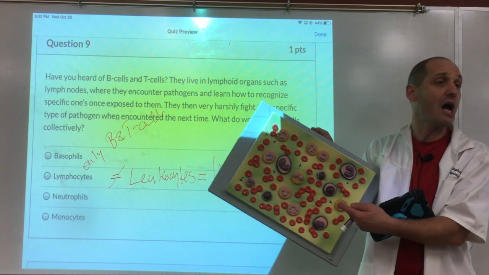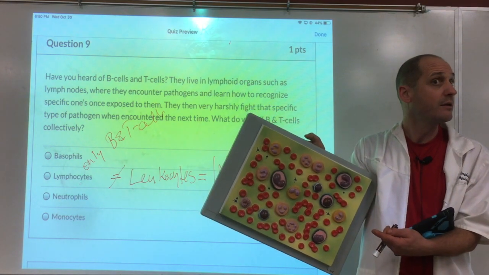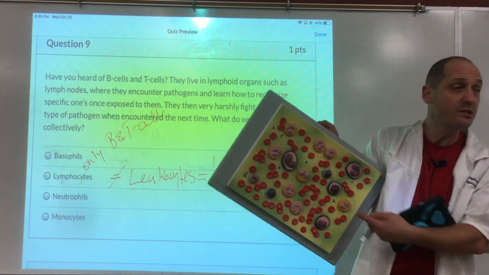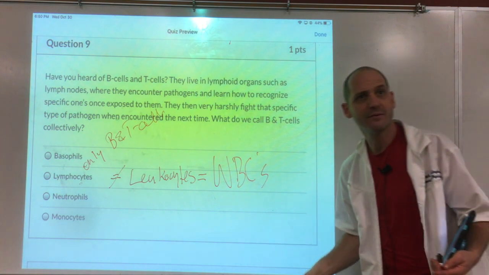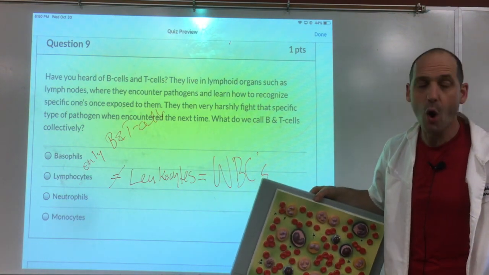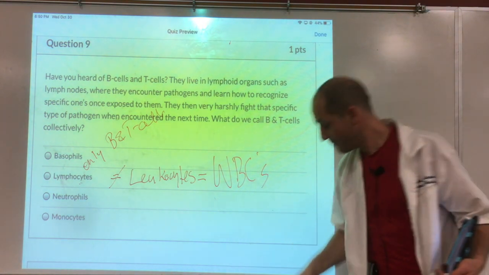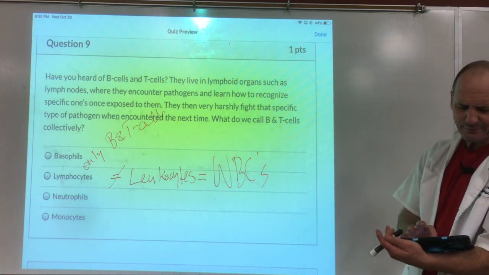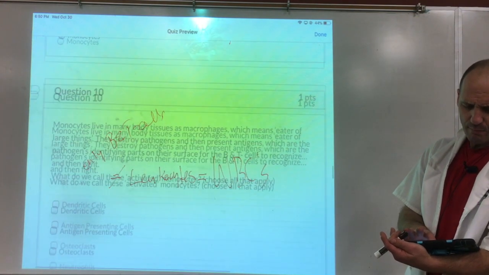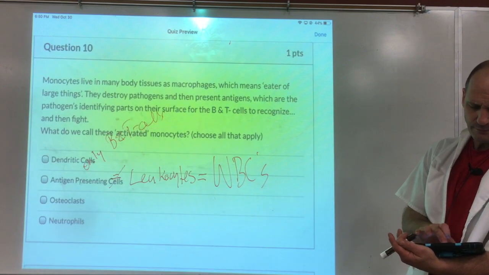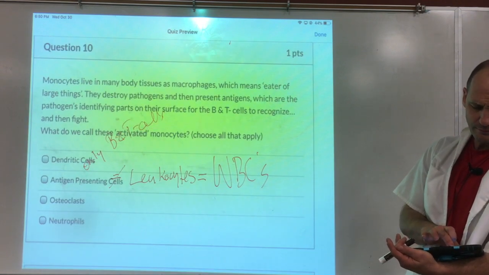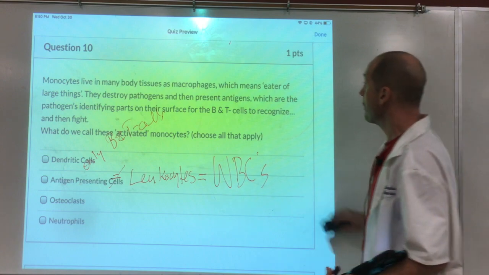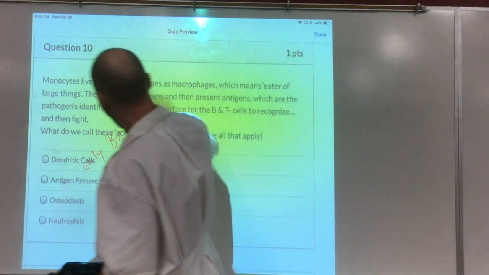And then the blue little dots, what would those be? You know, those little fragments. Platelets. So we have them all down there. We'll get to those in a second.